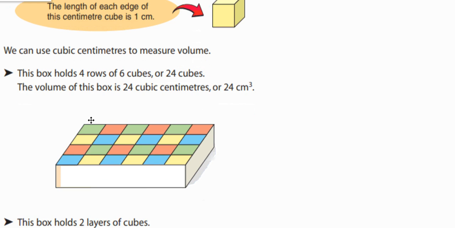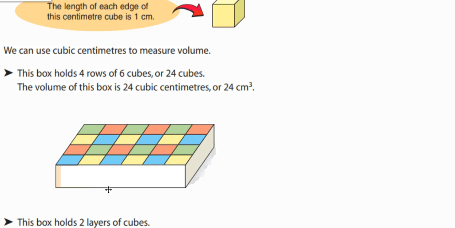So I have a box here. It says it holds 4 rows of 6 cubes, or 24. So the volume of this box is 24 cubic centimeters. I have 1, 2, 3, 4 blocks this way, and 1, 2, 3, 4, 5, 6 blocks this way. If I counted them all, there would be 24 in total, or we know from area that I can multiply them. So 4 times 6 is 24.